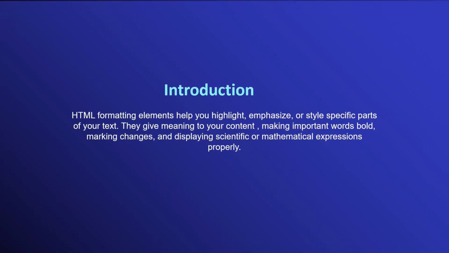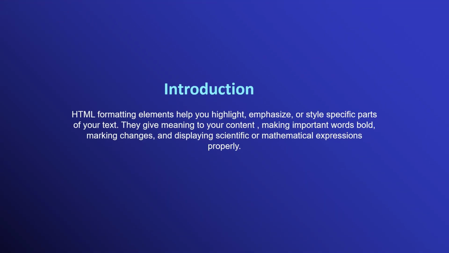HTML text formatting simply involves helping you highlight, emphasize, or create specific styles on your web page or a particular text on your website. So HTML text formatting simply gives meaning to our content, making important words bold, making it display in a scientific or a mathematical way. We could use different HTML text formatters to represent this.